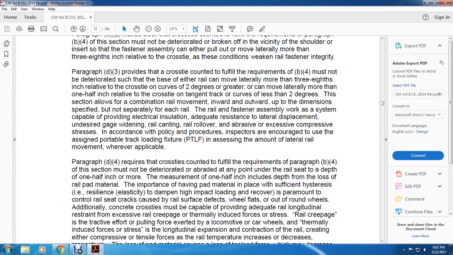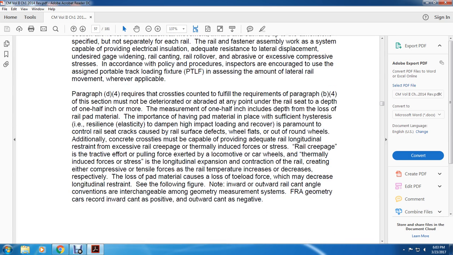with each of the rail fastener assemblies of the system capable of providing electrical insulation, adequate resistance to lateral displacement, undesired winding, rail canting, rail rollover, abrasion, and excessive compressive stress, in accordance with policy and procedure. Inspectors are encouraged to use the assigned portable track loading fixture, or PTLF, assessing the amount of lateral rail movement where applicable.